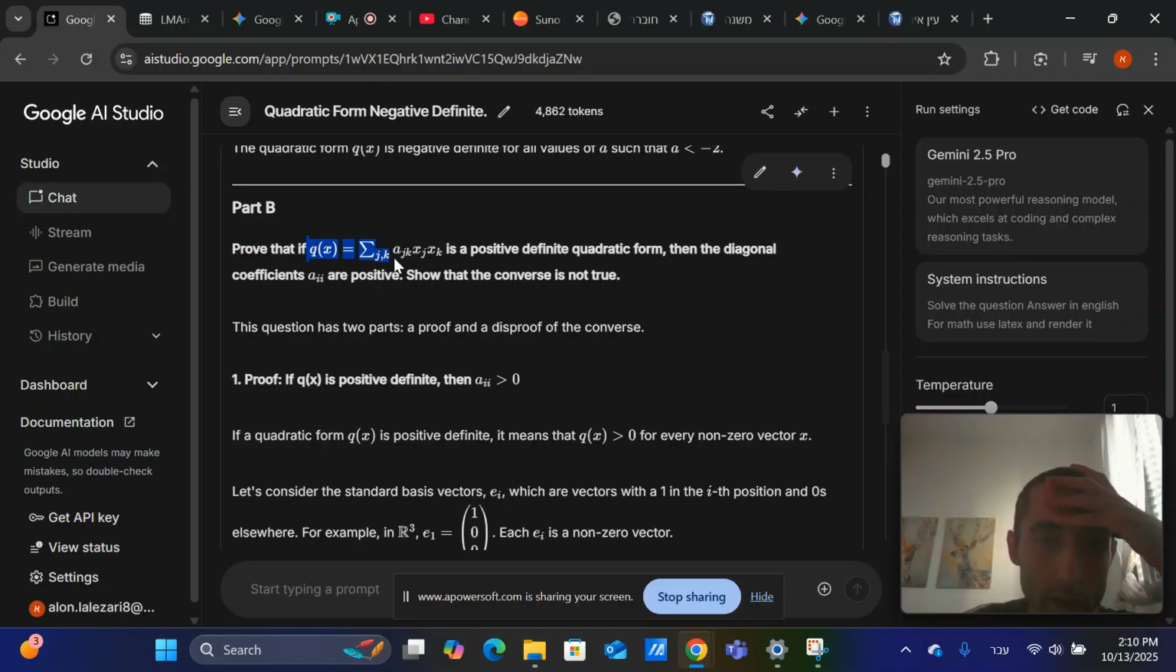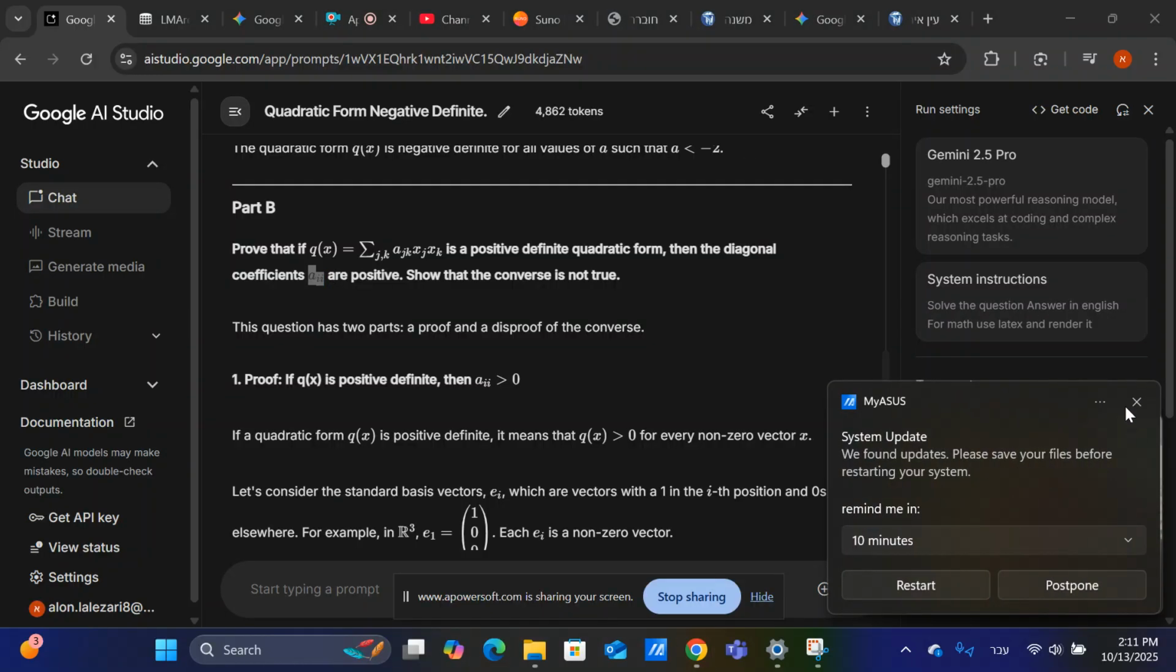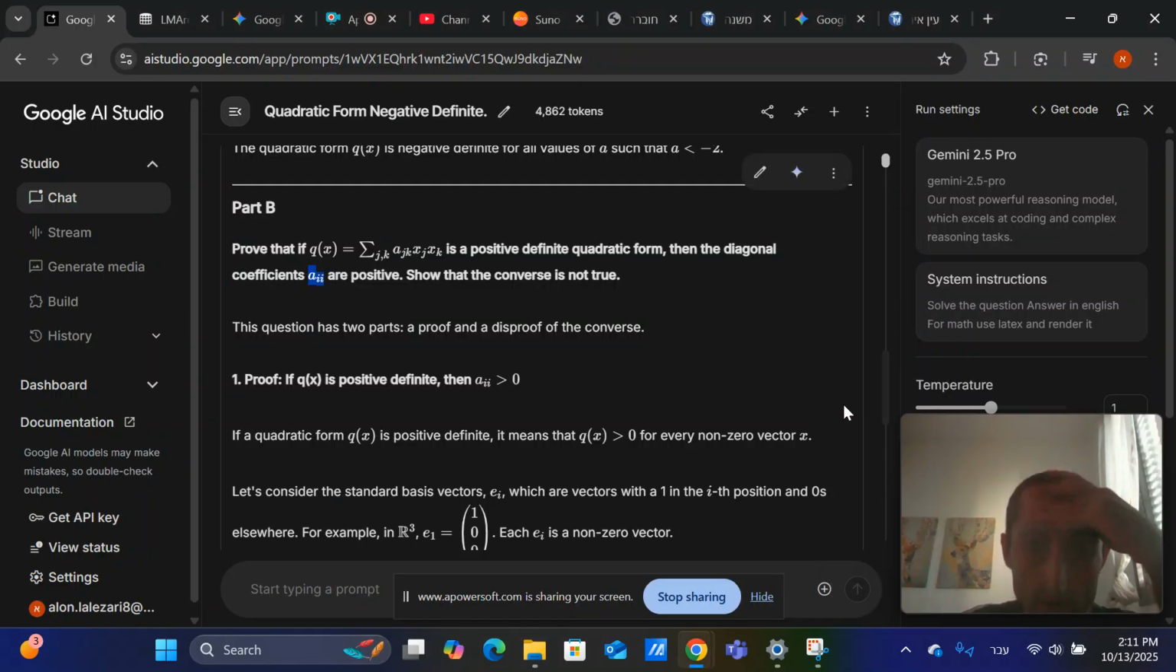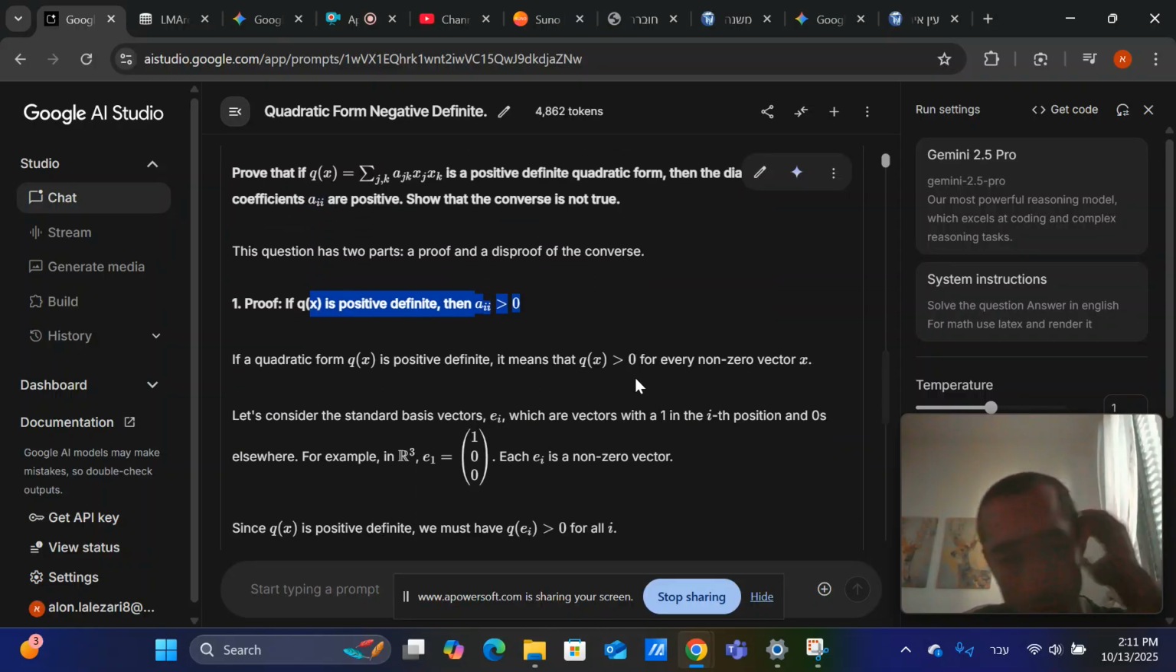Okay, so this is the general form for a quadratic form, and we want to start by showing that if this quadratic form is positive definite, if the matrix is positive definite, then all the diagonal elements, all the a_ii, are positive. So this is the goal now.